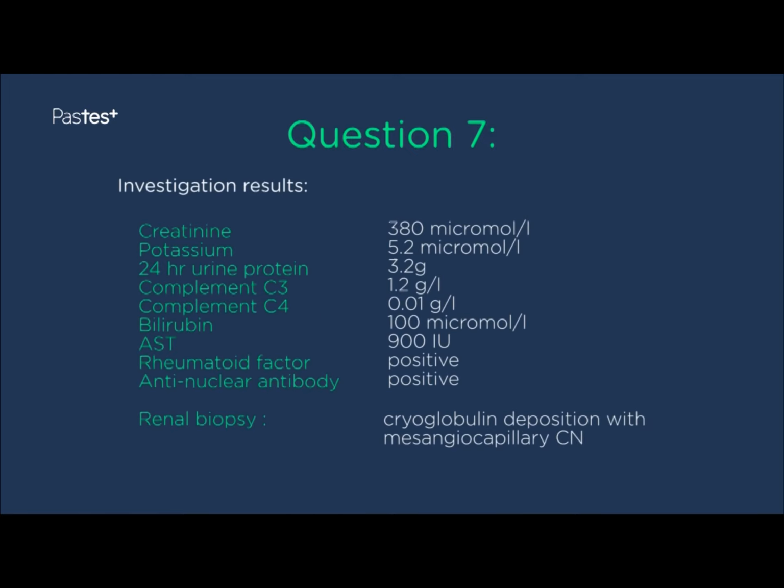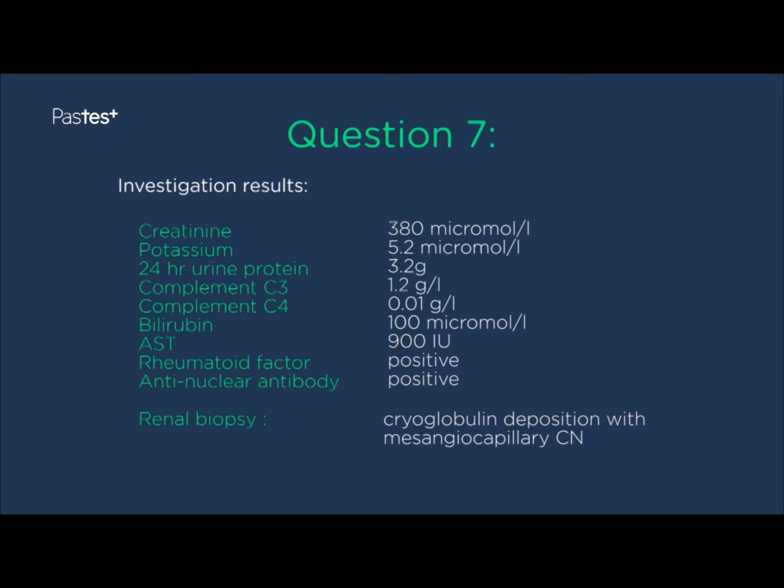When we look at his results, we can see that he's got significant renal impairment with a creatinine of 380 micromoles per litre and also significant proteinuria, 3.2 grams per 24 hours. The C4 component of complement is very low at 0.01 grams per litre, and he also has a high bilirubin of 100 micromoles per litre and AST at 900 IU per litre, in keeping with his known hepatitis C disease.